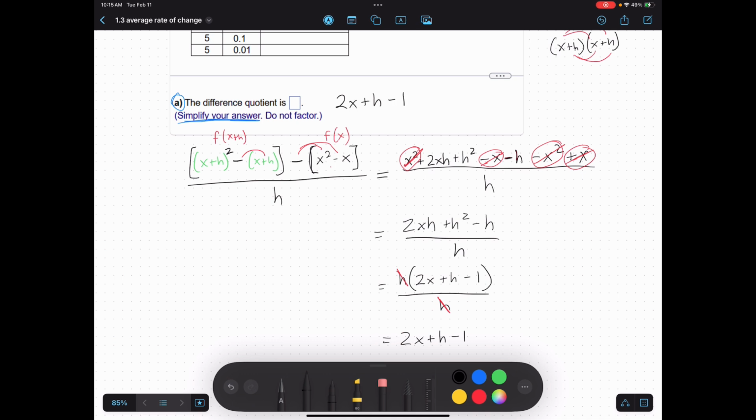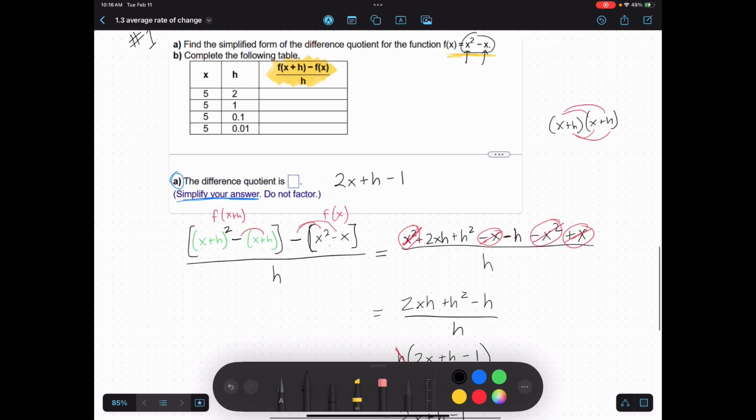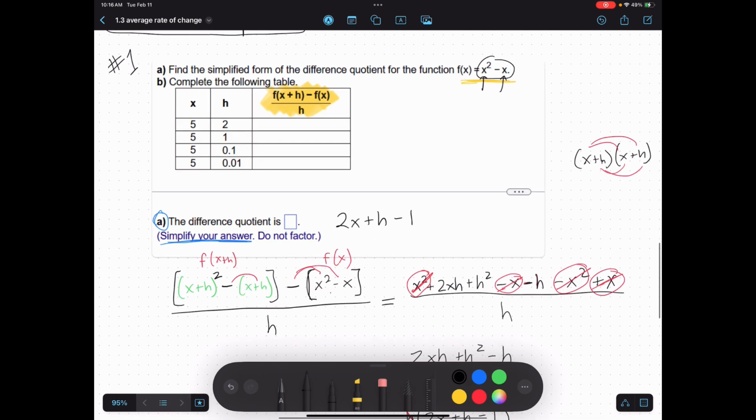And now that it's so simple, now that it's simplified like that, that's going to make it a lot easier to plug in these values. So let's try the first couple. For the first one, my x value is 5, my h value is 2. So that gives me 2 times 5 plus my h value 2 minus 1. What does that leave me with? Let's see, 10 plus 2 minus 1, that's 11.